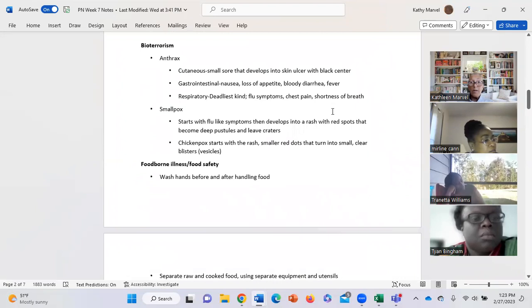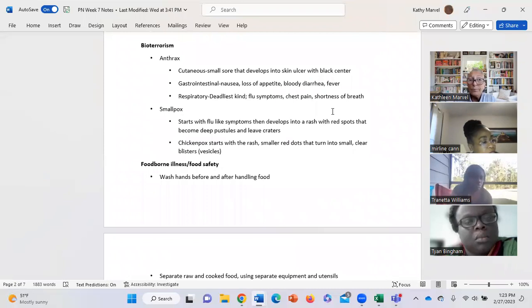Okay, let's talk about bioterrorism. The two areas I want to cover are anthrax and smallpox. And this was on your HESI study guide. Those are the two I want us to know.